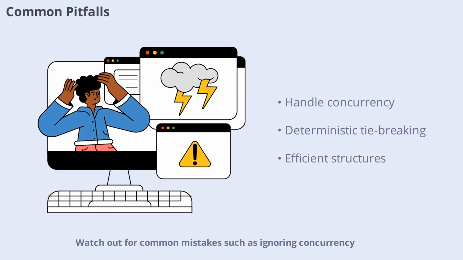Watch out for common mistakes, such as ignoring concurrency, not handling ties deterministically, or using inefficient data structures. Always consider edge cases and scalability from the start. These details can make or break your system in both interviews and real-world deployments.